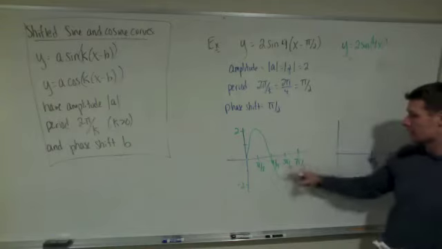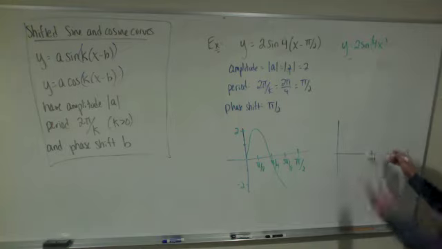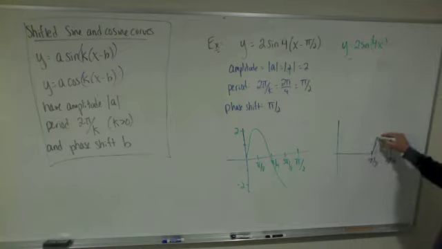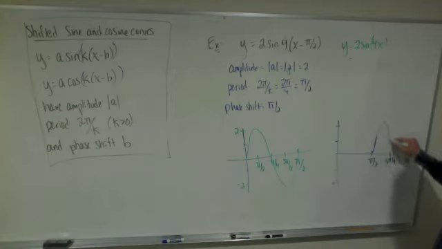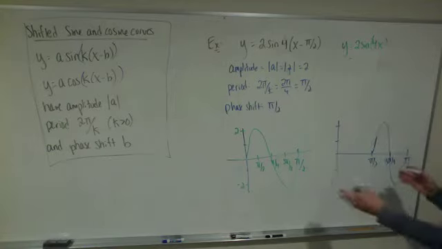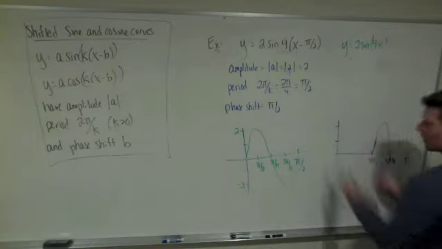But I'm going to graph this whole thing the same thing, just shifted over to the right pi over 2. So 1, 2, 1, negative 2. So we're going to go here, here, and here. It's the same thing, shifted over pi over 2.